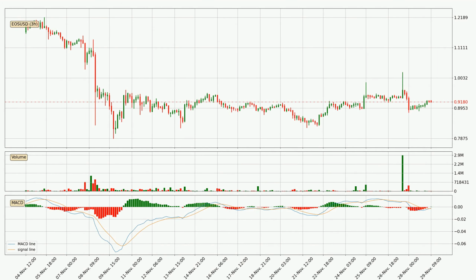Moving to the 3-hourly MACD, the MACD line is above the signal line, meaning that the trend is currently on the up. Looking at the MACD histogram, we can see that the momentum is strong at the moment, and we can expect the price to continue growing, or maybe at least remain the same for some time.